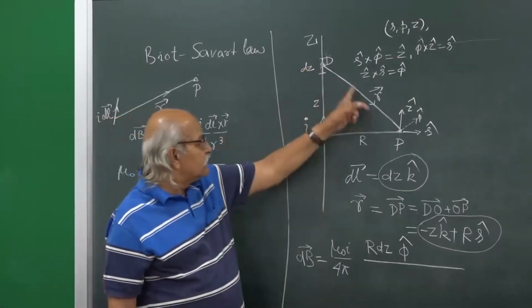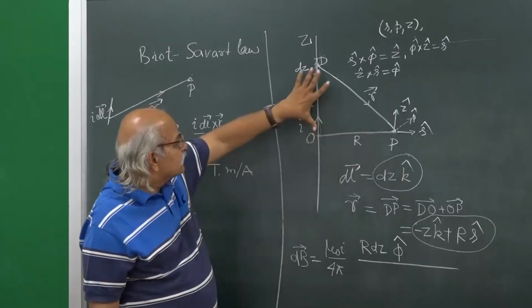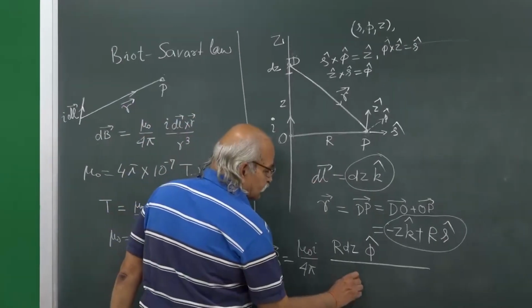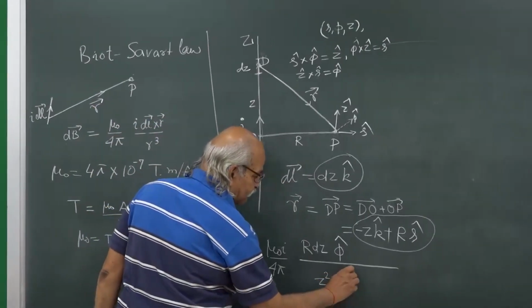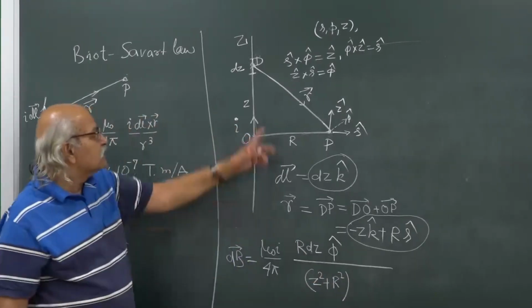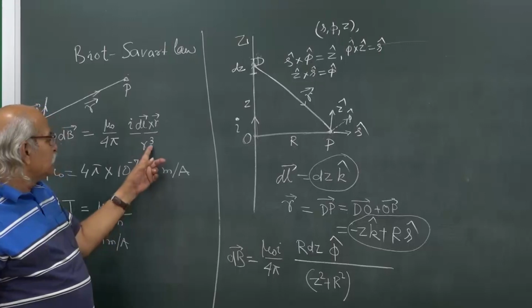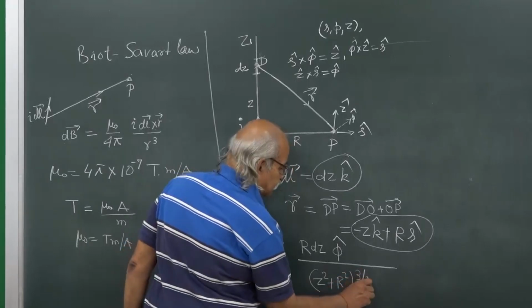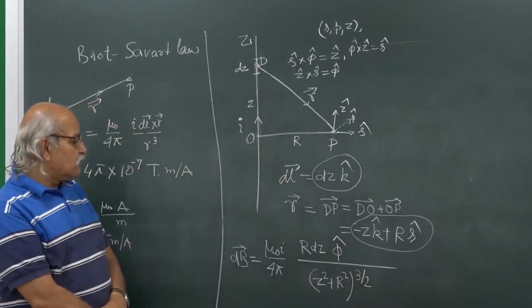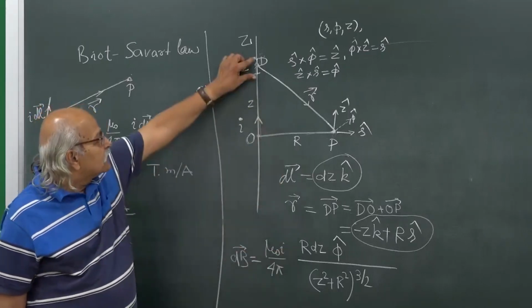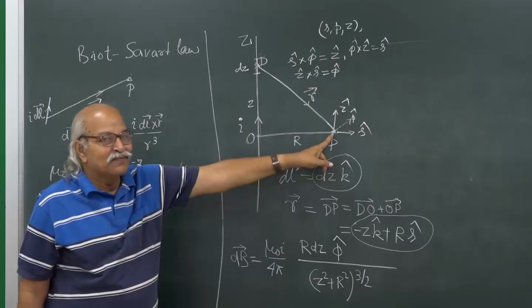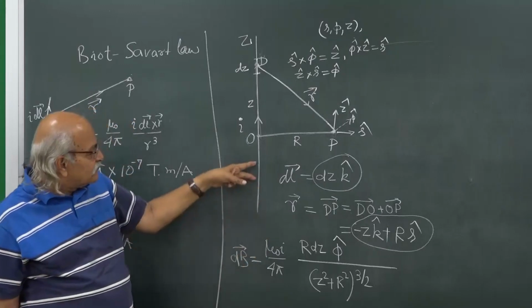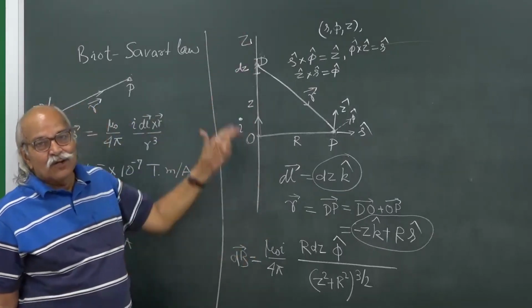R is this position vector and its magnitude is the square root of z square plus capital R square. Then you have to put a power 3, so this will be 3 by 2. This is the magnetic field due to this current element here at this point P. We need the magnetic field due to all these current elements taken together, the whole current in this long wire.